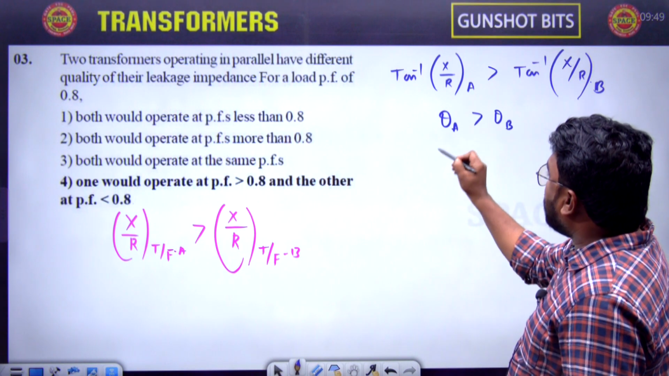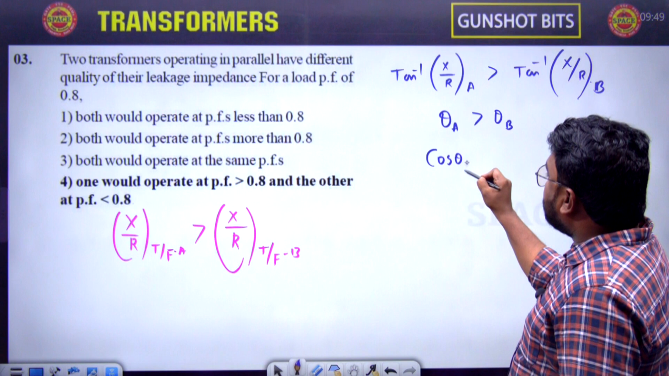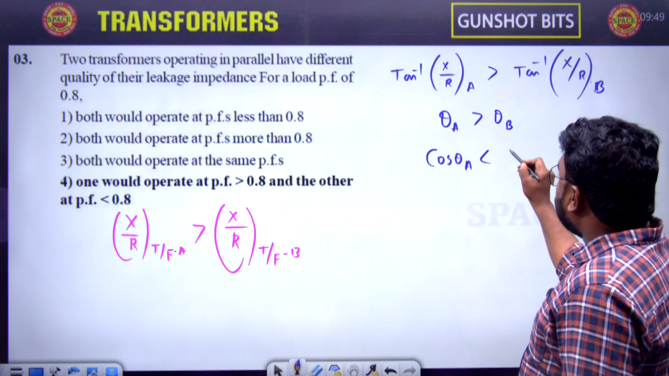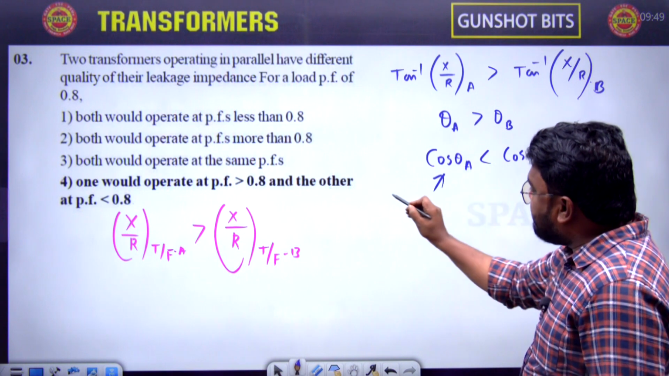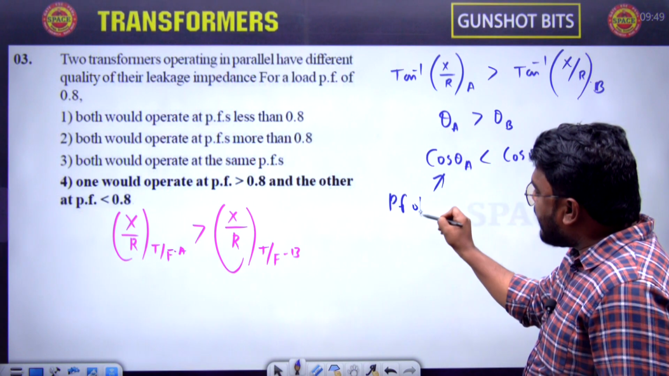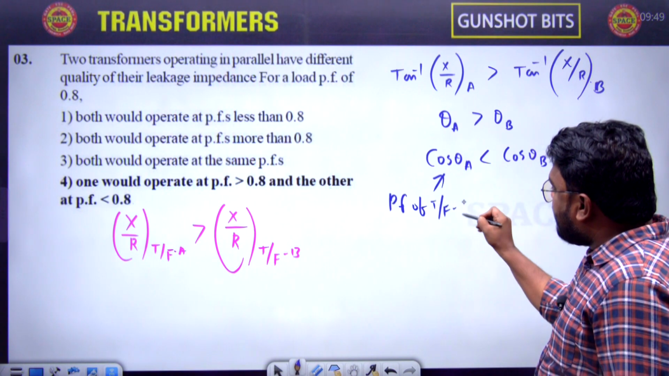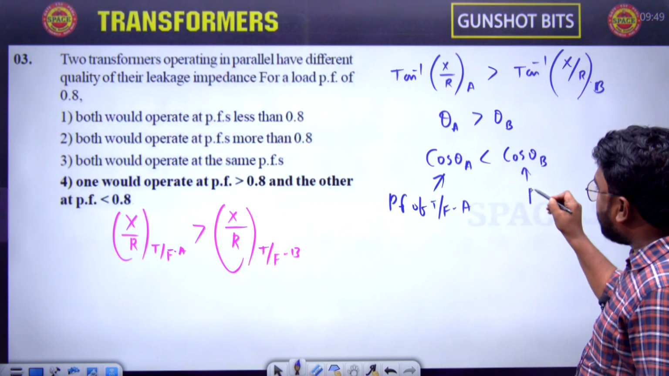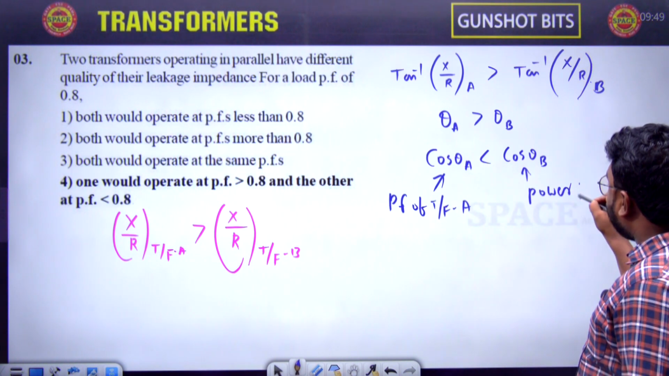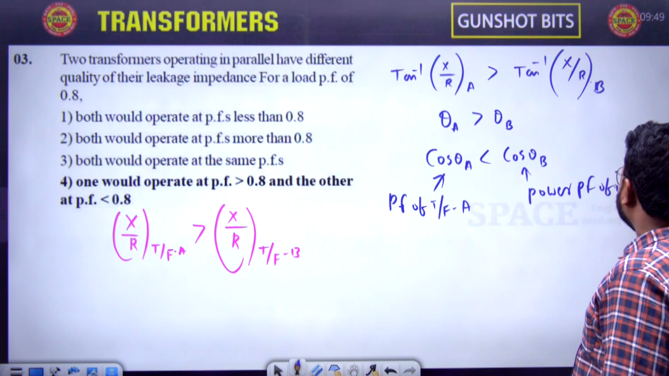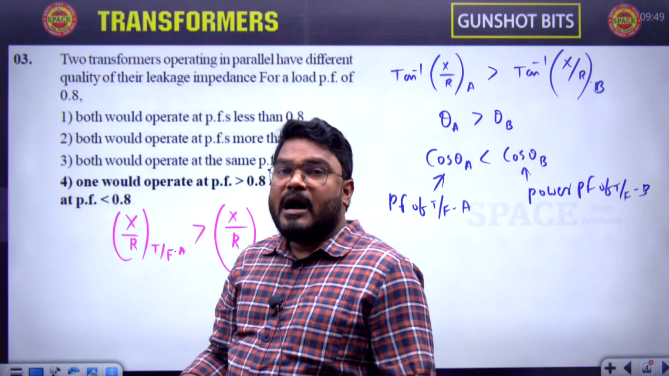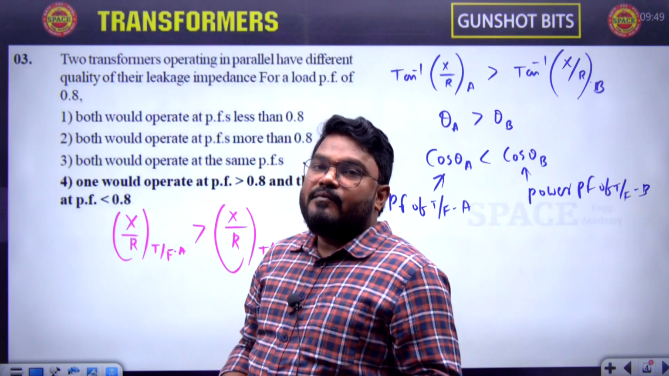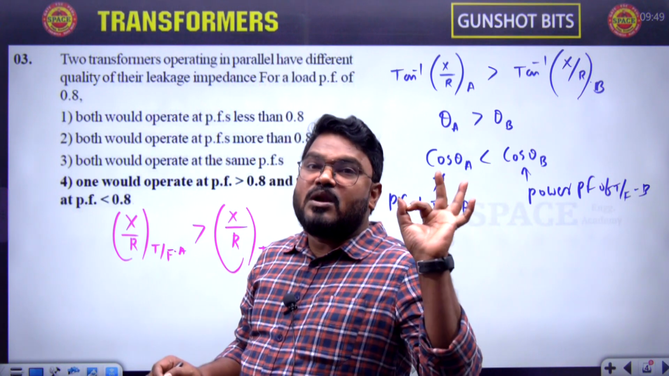So now this cos function, what will happen? The cos theta A is less than the cos theta B. So this is the power factor of the transformer A, and this one is the power factor of the transformer B. So now the transformer which has a high X by R ratio will operate less than the load power factor.